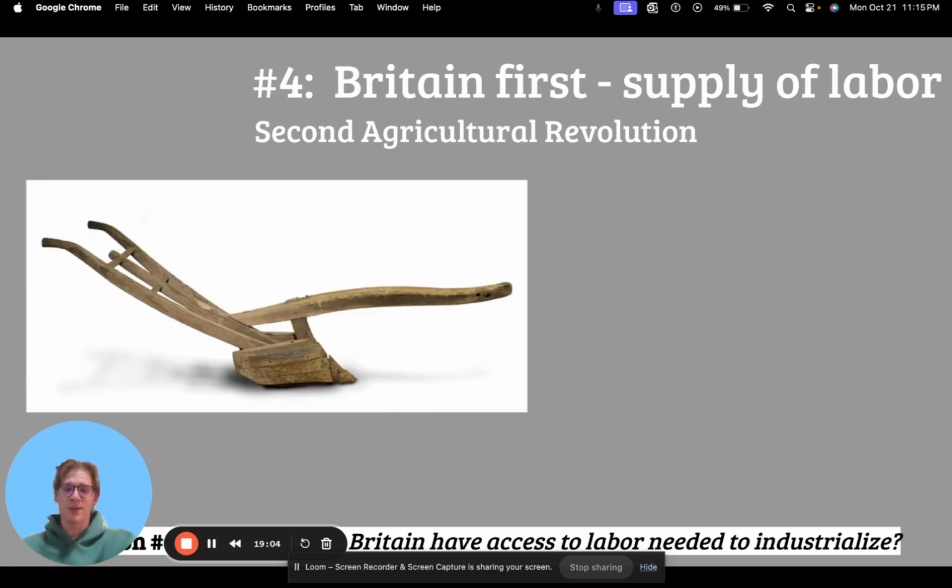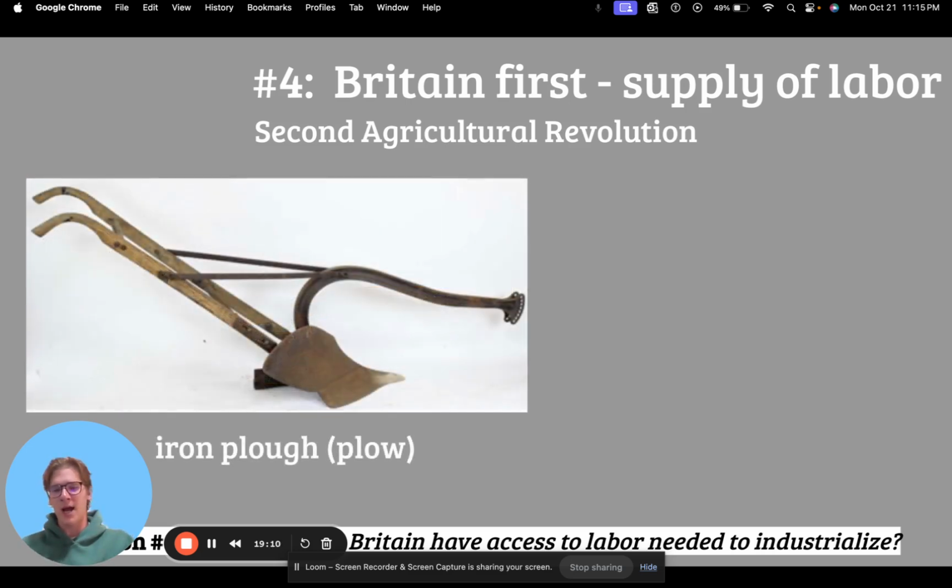That wood one that we saw right here is not going to be able to break through those really tough, hard layers of soil. But this iron one, this, as they call it, the heavy plow, was a little bit tougher, right? And it'd be able to go through that tougher soil and get those richer layers of soil that had been down at the bottom, okay?